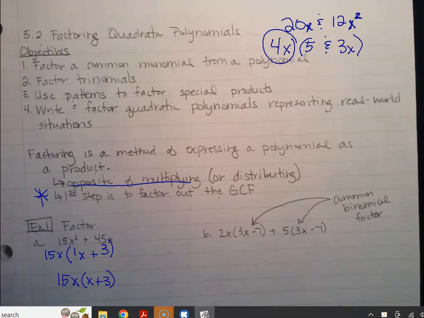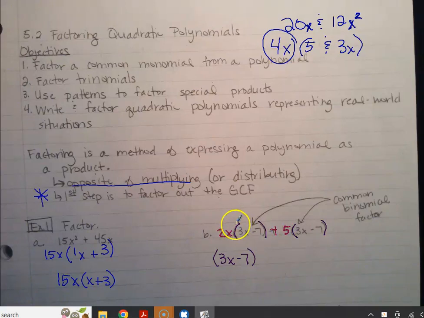Okay, so B is different. If we look at B, we have this problem: 2x times the quantity 3x minus 7, plus 5 times the quantity 3x minus 7. These two things are what they have in common. They're identical, right? 3x minus 7. That's called the common binomial factor. Because those are identical, we can actually pull those out. And then what's left behind is 2x plus 5.